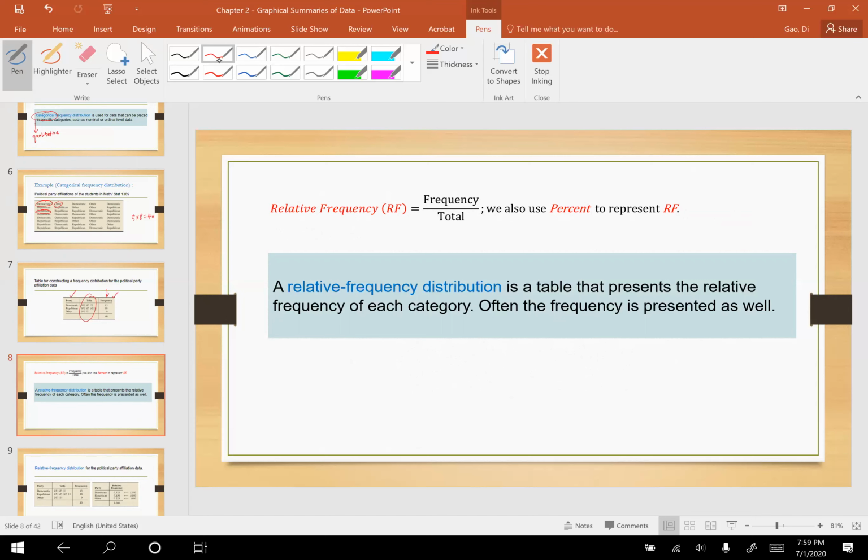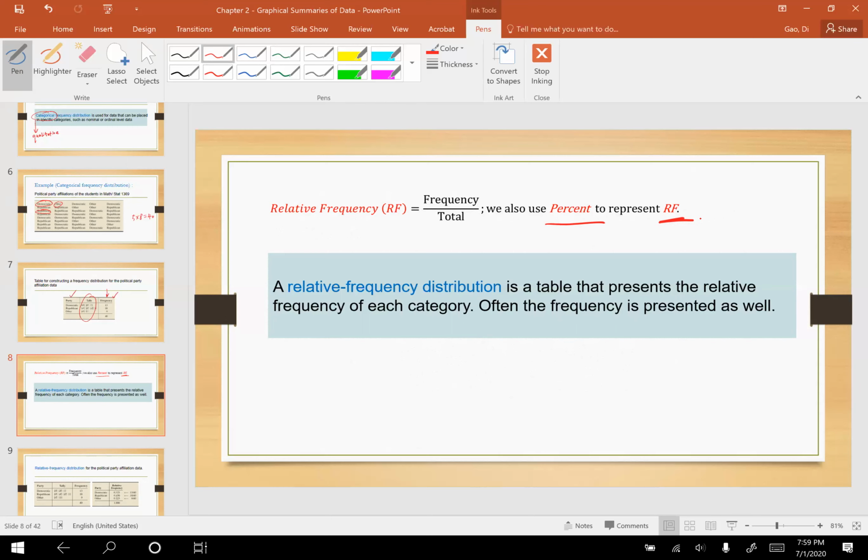Just use the frequency divided by total. Another way to look at the frequency column: the count in this specific category is what percentage compared to the total inputs. So we can also just call it percent for relative frequency. A relative frequency distribution, again, is just a table that presents the relative frequency of each category.